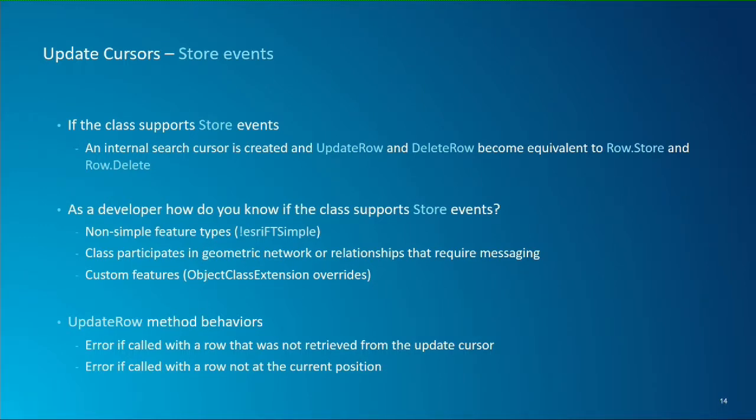Things that require the store event have side effect behavior. When you go and persist that feature, other things will happen. For example, in a geometric network, when you persist a point or line object inside a geometric network, behind the scenes the topology will be restitched and the network index will be maintained. So we need to have these additional semantics on the store or update. Errors are raised if you're not doing things appropriately, such as trying to update a row that is not at the current position through the positional update cursor.